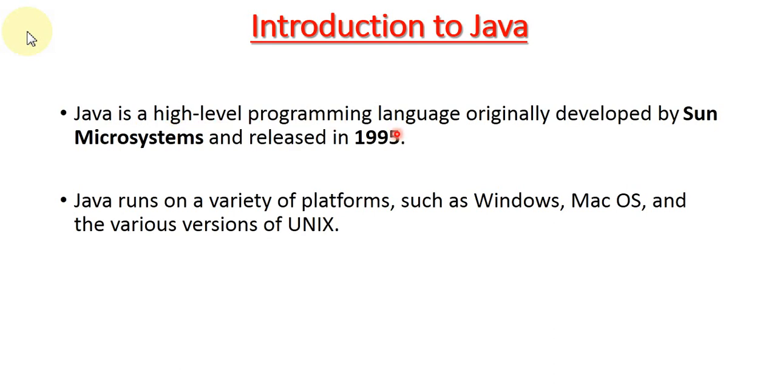Java is a high-level programming language, we all know that. Originally developed by Sun Microsystems and released in 1995. Java runs on a variety of platforms. The main advantage of Java programming is that it is platform independent, so it can run on any platform such as Windows, Mac OS, and the various versions of Unix or Linux.